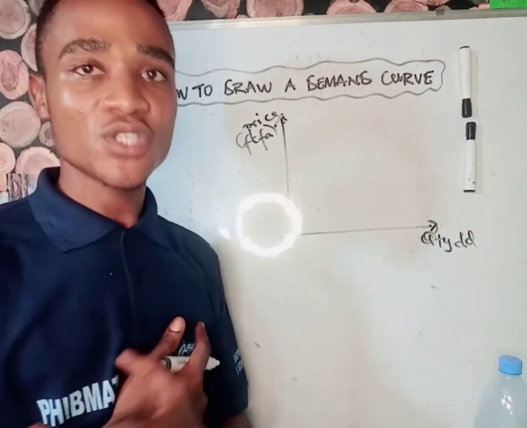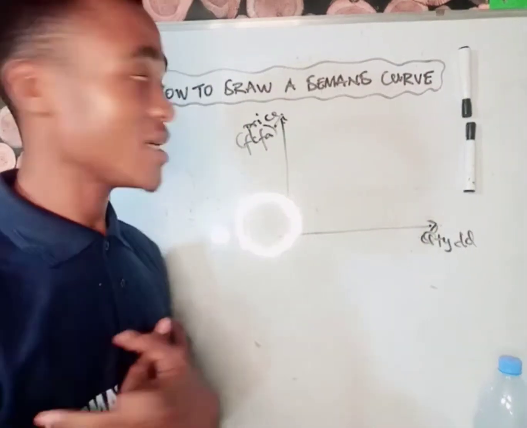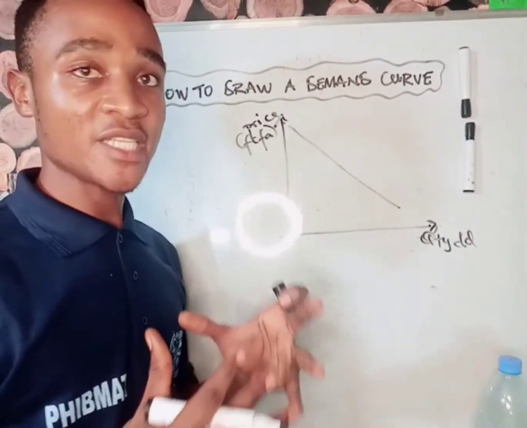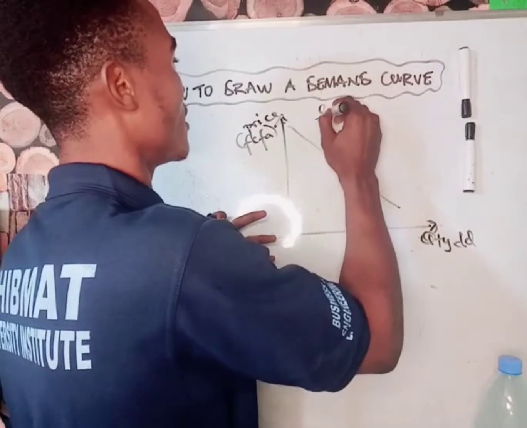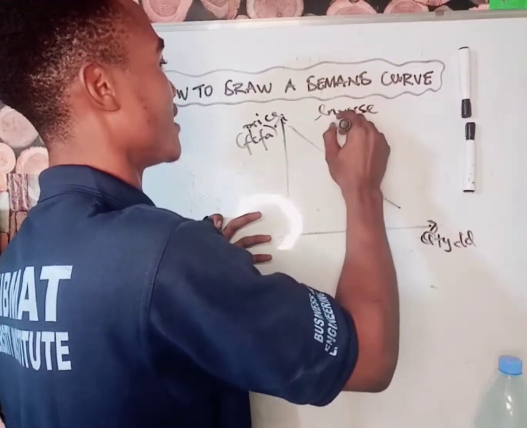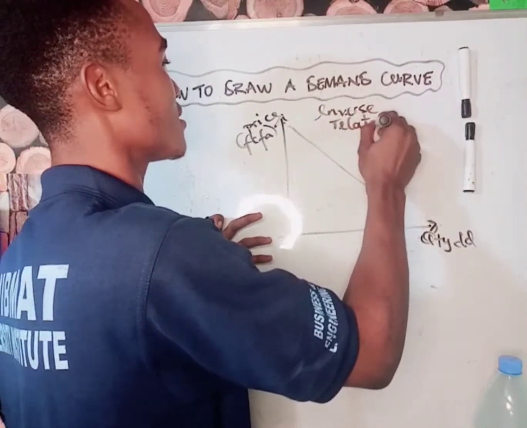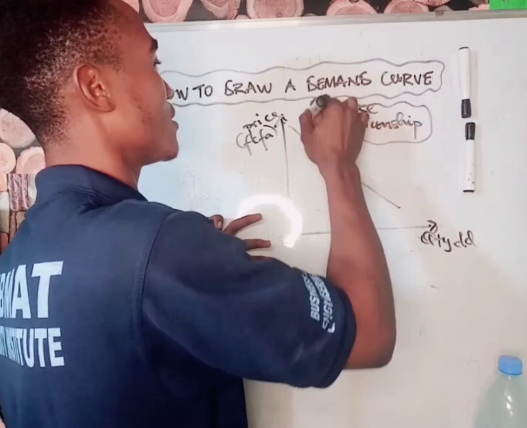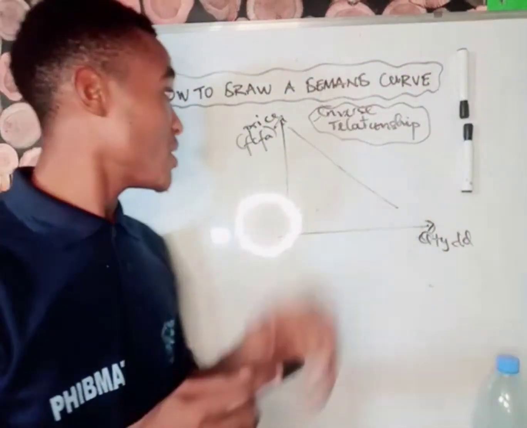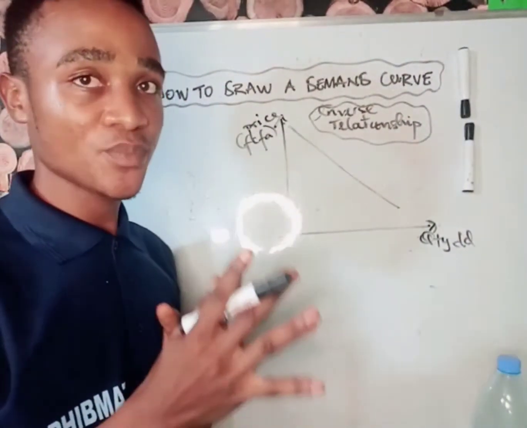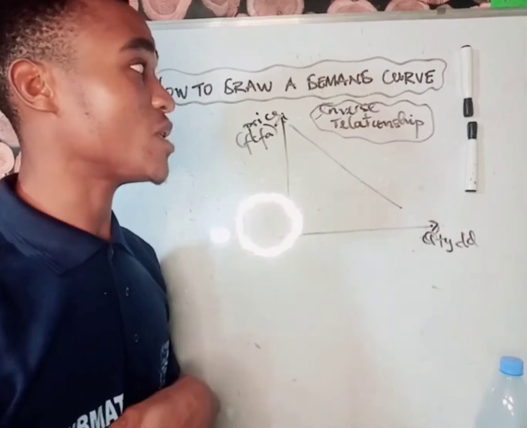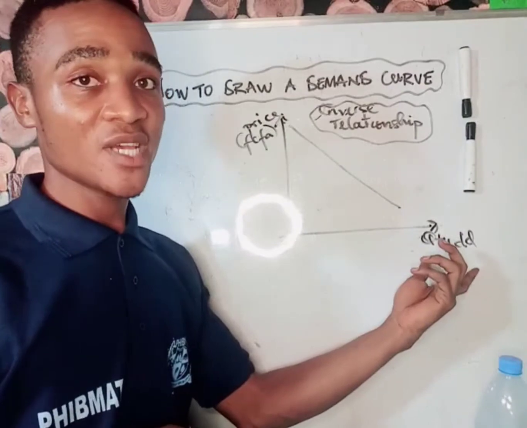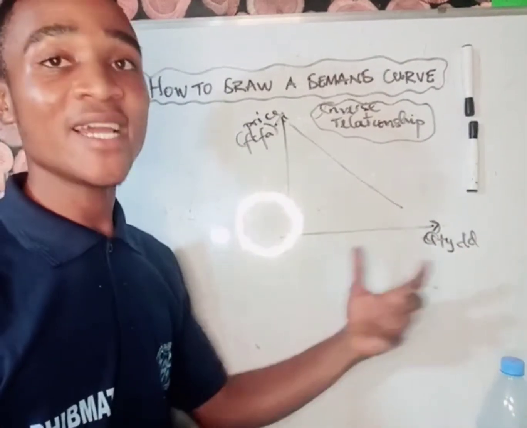A demand curve slopes downward from left to right. Now, this downward shape is explained by the fact that there exists an inverse relationship between price and quantity demanded. That's to say, as price increases, quantity demanded drops, and as price drops, quantity demanded increases.